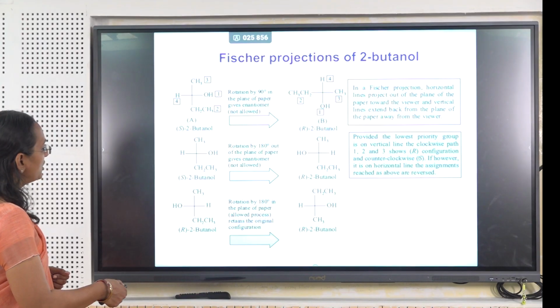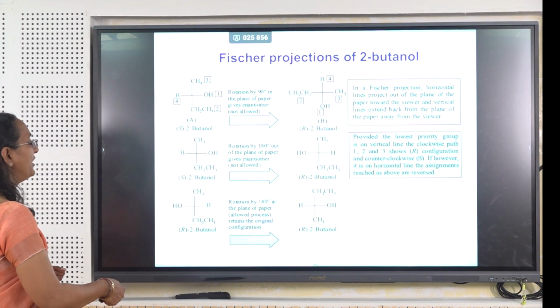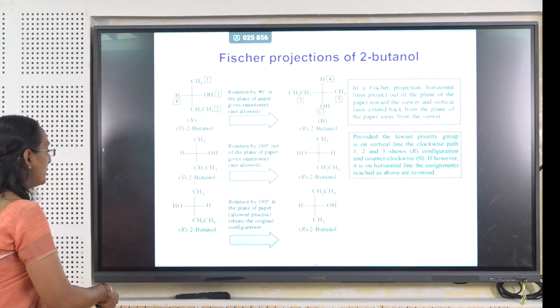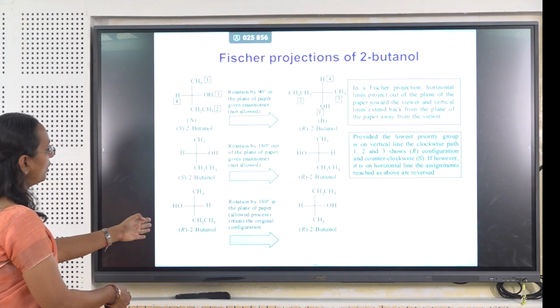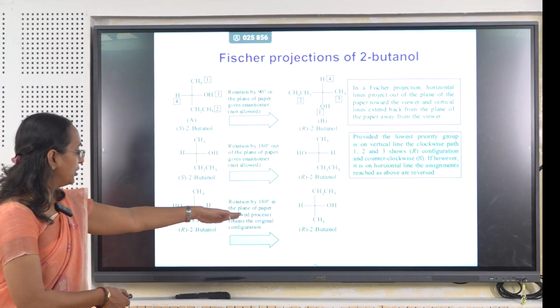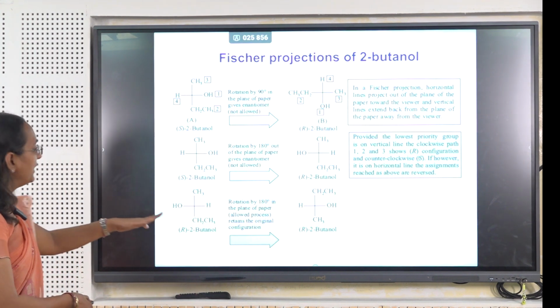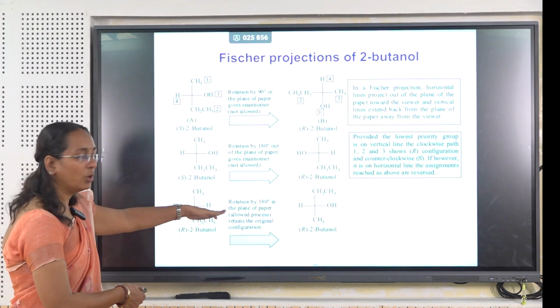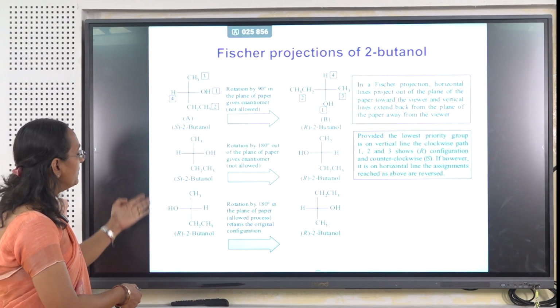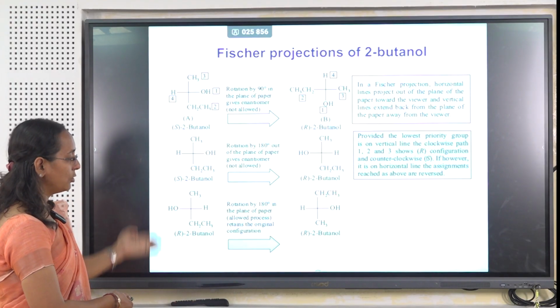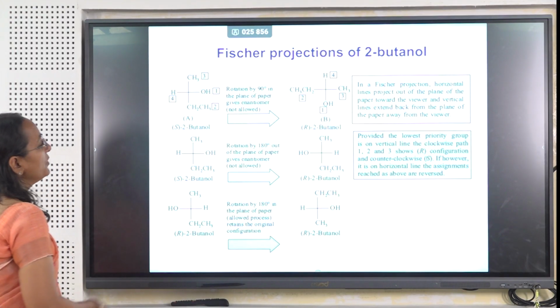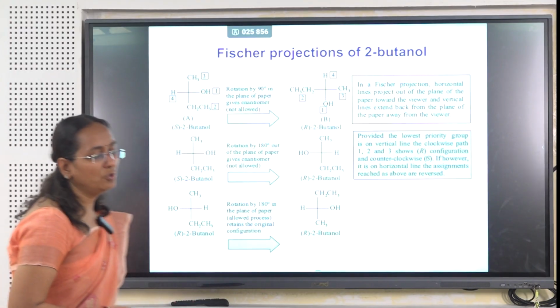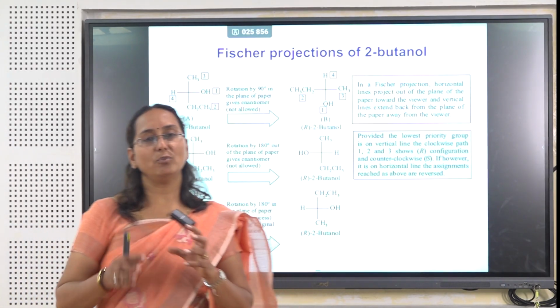which has a rotation by 180 degrees in the plane of the paper, and it is an allowed process. It retains the original configuration, because here it was R-2-butanol and again you are getting R-2-butanol. It means the original configuration is there with the 180-degree rotation. The hydroxy group will go to that side, hydrogen will come to that side, and CH3 and CH2 also move with the 180-degree rotation. So these are the Fischer projections of 2-butanol.